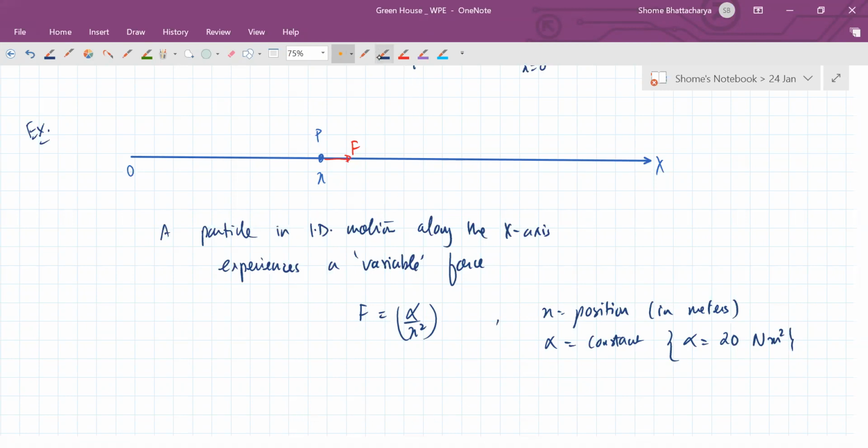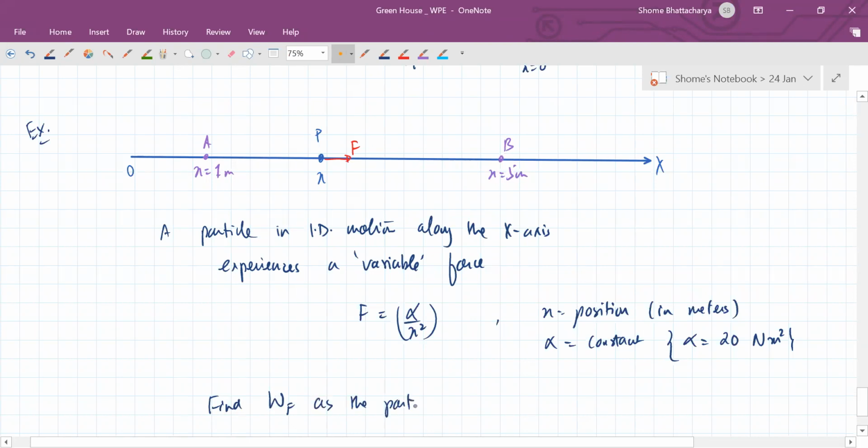Now as the particle moves from this position A, where the x coordinate is 1 meter, to this position B, let's say, where the x coordinate has become 5 meters, we have to calculate the work done by this force. Find the work done by this force as the particle moves from A to B.